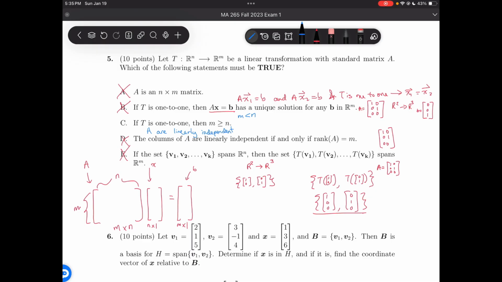Because when the columns of A are linearly independent, that means that for any given vector, there's exactly one way to represent that vector as a sum of the columns. So if the columns are linearly dependent, that means there are multiple ways we could express some vector as a sum of the columns of A. Okay, but so yeah, we've shown that one-to-one implies that the columns of A are linearly independent.